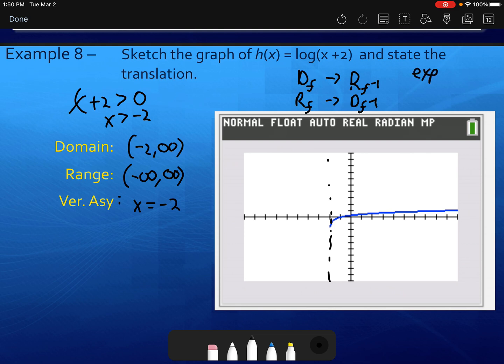Well, think about it. Exponentials and logarithms are inverses. So what was the domain of an exponential? It was negative infinity to infinity. So a logarithm's range is always going to be negative infinity to infinity.